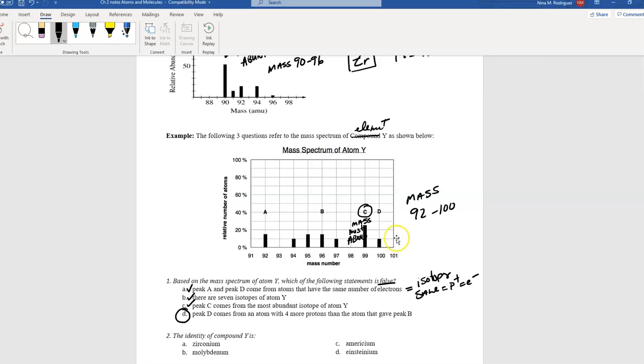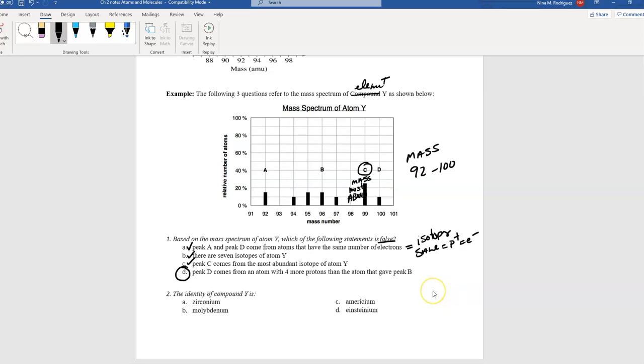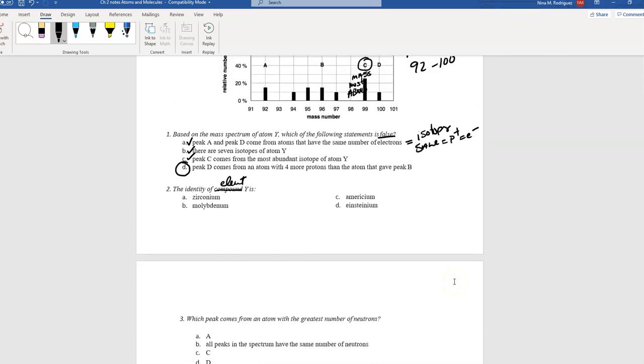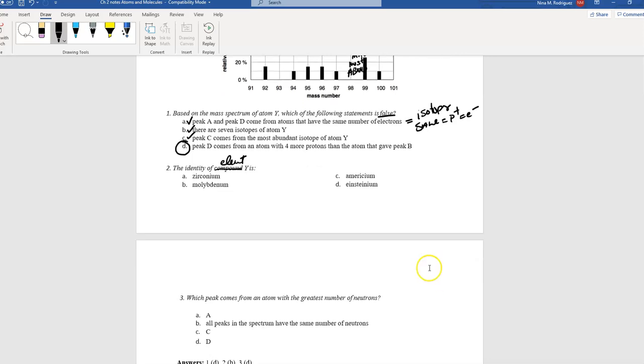Okay. What is the identity of this compound? Same thing, it should say element. Okay, element Y. So we're looking at something that has the most abundance around a mass of 99. So if we look at that, let's see, 99 on our periodic table. Looks like we got zirconium. Zirconium has a mass of around 91. We have molybdenum, which has a mass of around 95. And I'm just using the whole numbers.